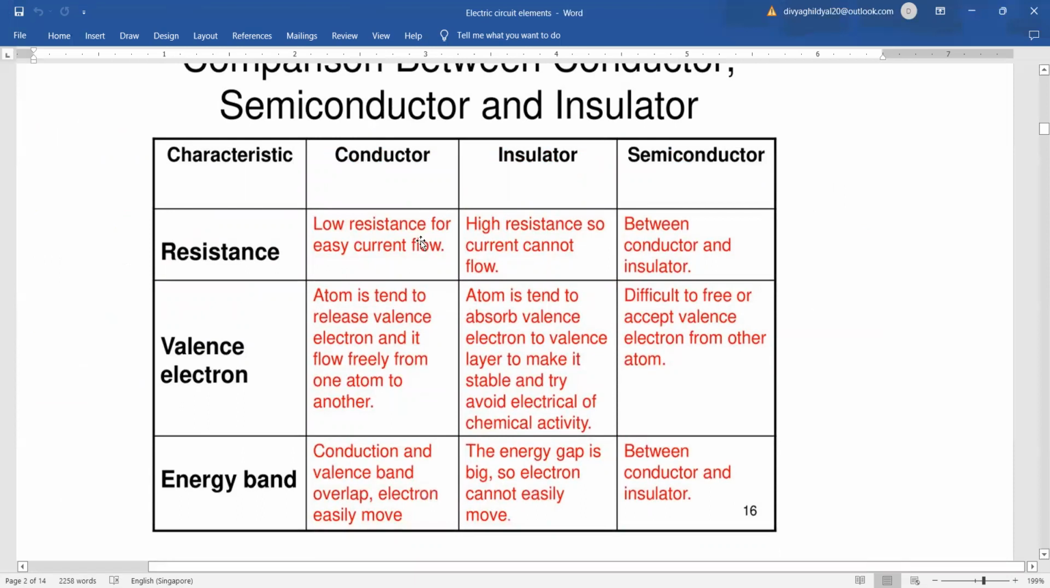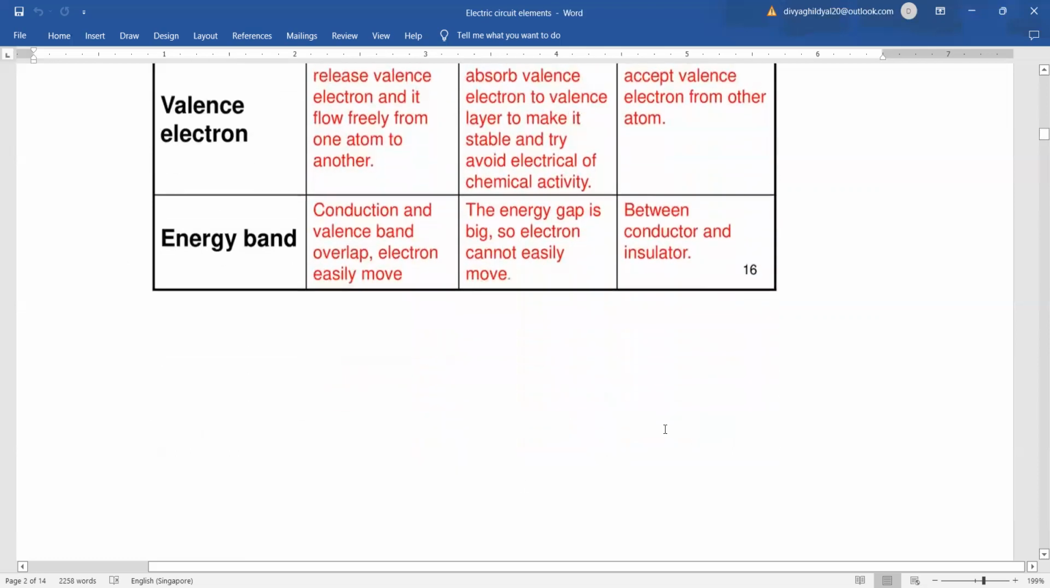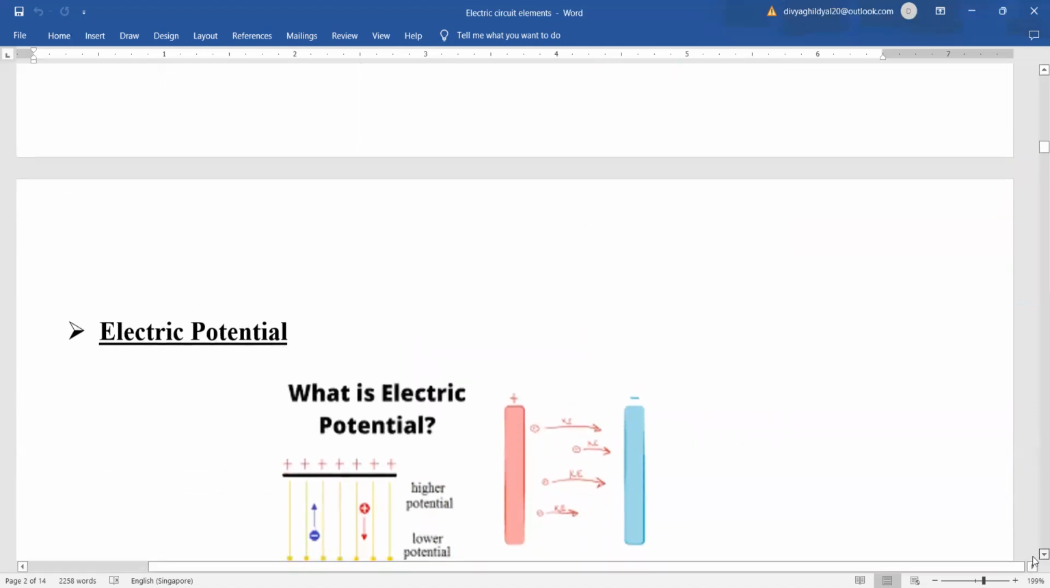The conductors offer very low resistance to electric current. Insulators offer high resistance, and semiconductors, which come midway between conductors and insulators, they offer in the middle. Conductors have large number of free electrons, insulators have very less free electrons, and semiconductors have midway. The band gap energy between conductors is very less. Insulators, it is very high, and semiconductor energy band is lying midway between insulators and conductors.